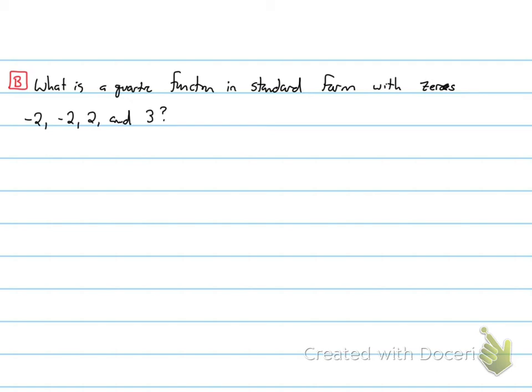So same thing as that last problem, I'm first going to write this in factored form. I have f of x equals x plus 2 times x plus 2 times x minus 2 times x minus 3.